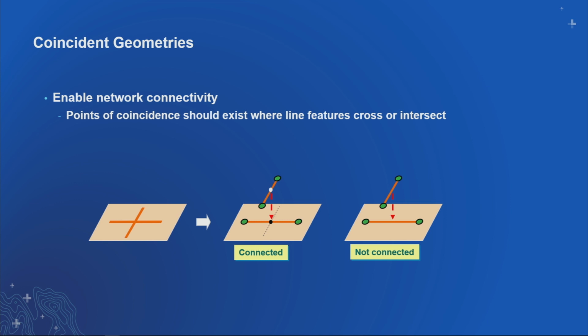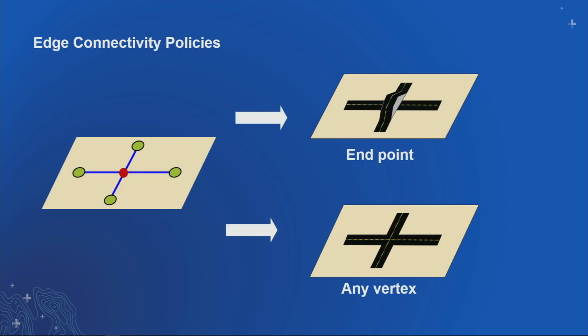And one of the things that a network data set does is it establishes connectivity between the lines. How are they related to one another? Do they touch, and can you travel between them? It's important to establish a vertex where these lines cross in order to make sure that these lines are connected. If you have a vertex on a line, then you can have a connectivity policy of any vertex.